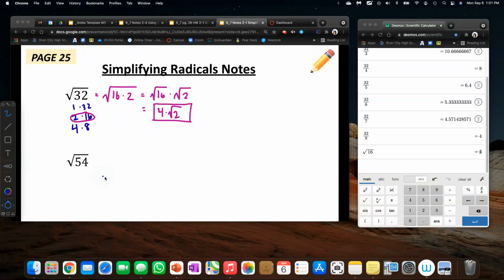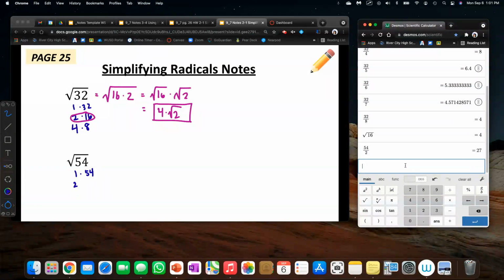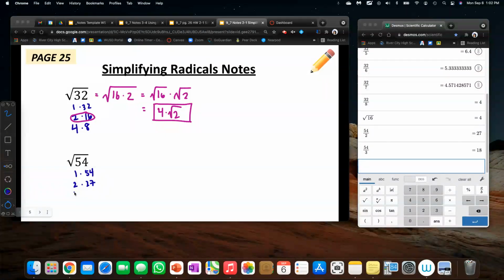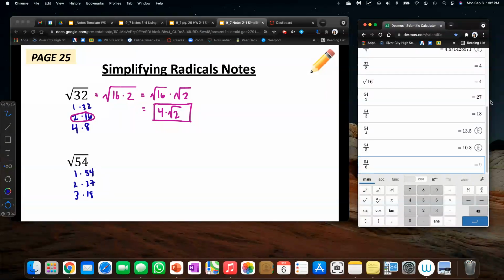All right, so let's look at another example. For 54, again, I'm going to list out my factor pairs: 1 and 54. Let's see, 2 and 27, 3 and 18. 4 doesn't work. 5 doesn't work. 6 and 9. And I think that's it, but let's just see. No, 8. And then back to 9 and 6. So here are my factor pairs.